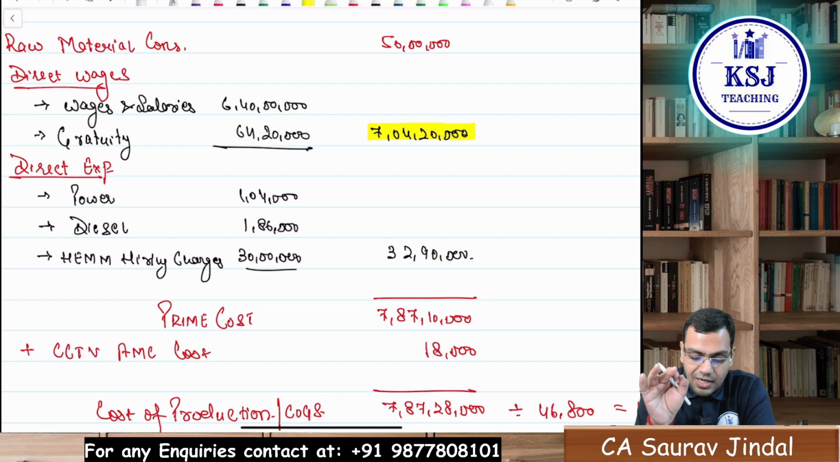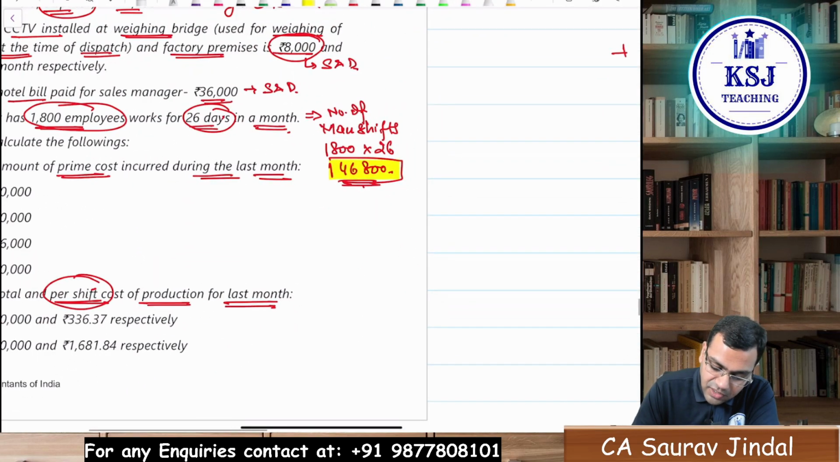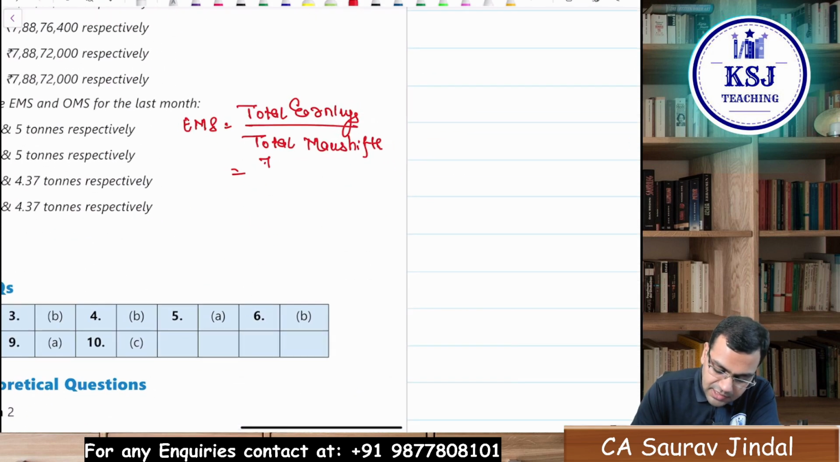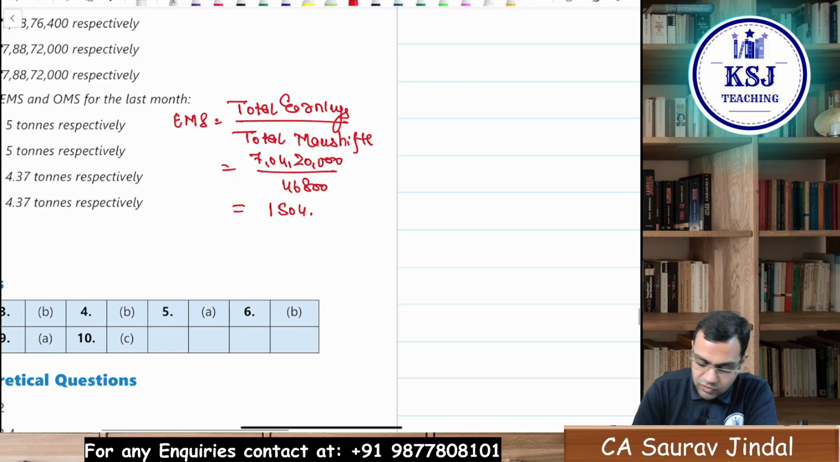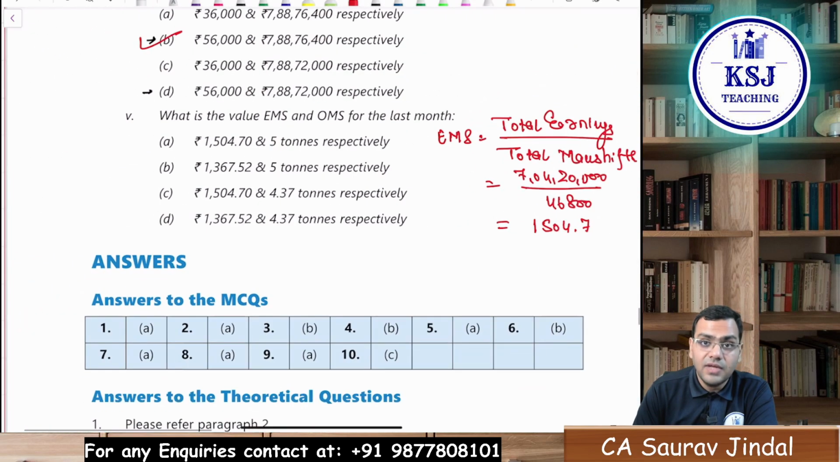This is the total earnings of the labor: 7 crore 4 lakh 20,000. And what is the total man shifts? Total man shifts is 46,800. So divide it: total earnings 7 crore 4 lakh 20,000 divided by total man shifts of 46,800. So it comes to 1504.7, right? Now again we have option A and option C. That means option B and option D are eliminated here.